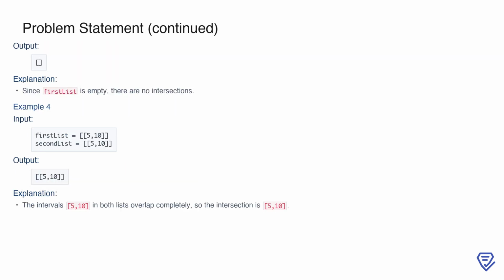For our final example, consider first list as [[5,10]] and second list also as [[5,10]]. Here, both lists contain the same single interval, [5,10]. Since these intervals overlap completely, the intersection is also [5,10]. This example demonstrates that when two intervals are identical, their intersection is exactly the same as the intervals themselves. It also shows that the problem handles cases where intervals overlap entirely, partially, or not at all. By comparing the start and end points of intervals, we can determine the precise range of their intersection, if any.